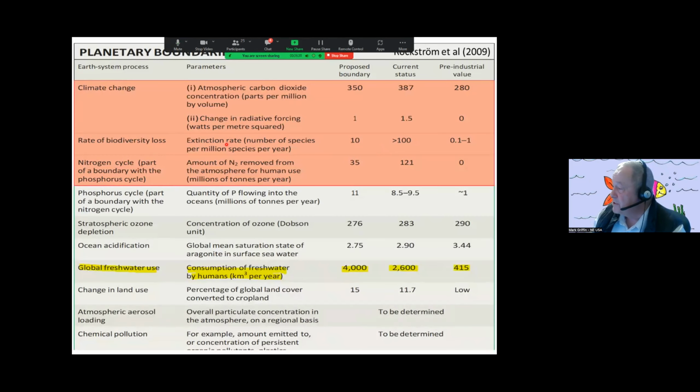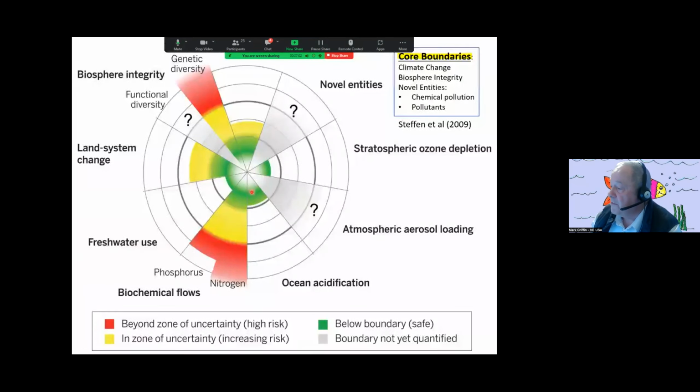And this is the original 2009 article, and you've got to look at what are the proposed boundaries, what's the current status, and what was the pre-industrial value. And if you look at water, it's saying consumption of fresh water by humans per year. And these are proposed boundaries, but I think they were kind of throwing darts at the time because it doesn't make a lot of sense. If you look at water, freshwater use, water is not destructible, it's renewable. It's more about its availability and its quality. So it's not really consumed, and there's another way to look at it, which we'll get to in a second.